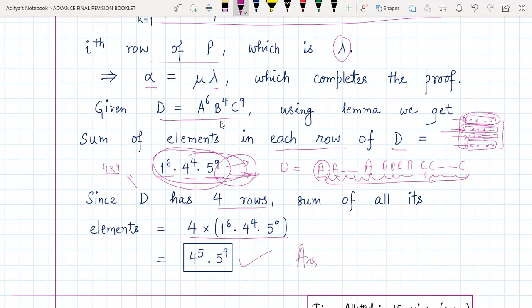So I hope you all were able to follow through the explanation and got the final answer.